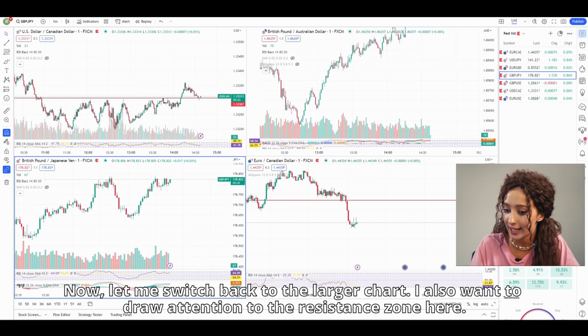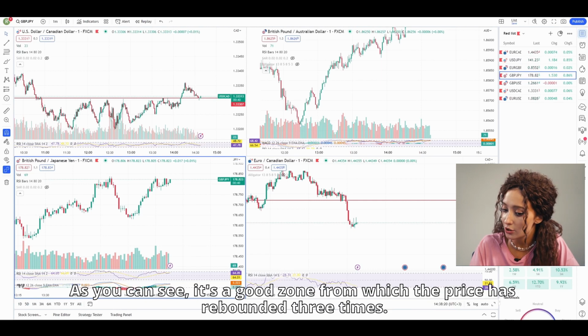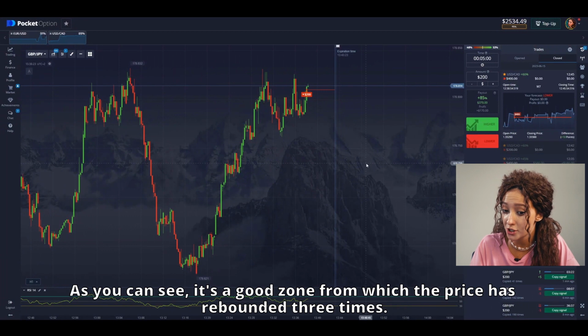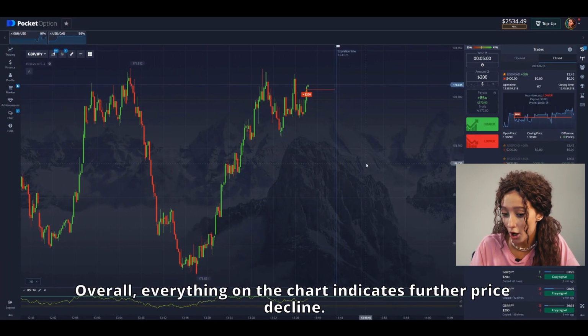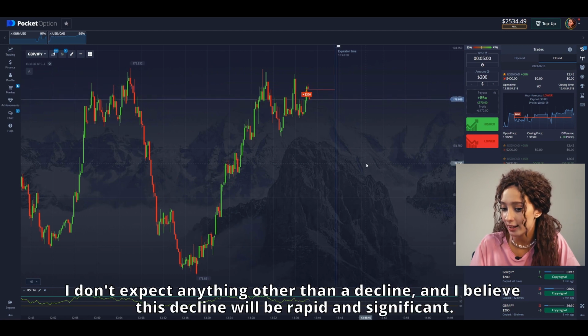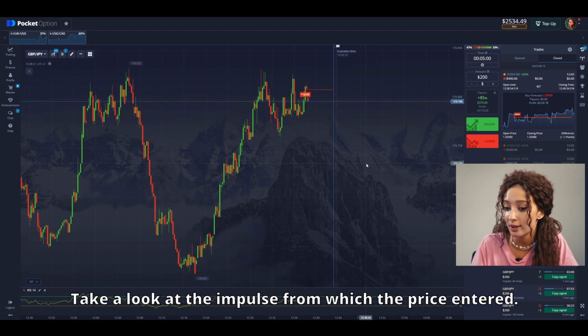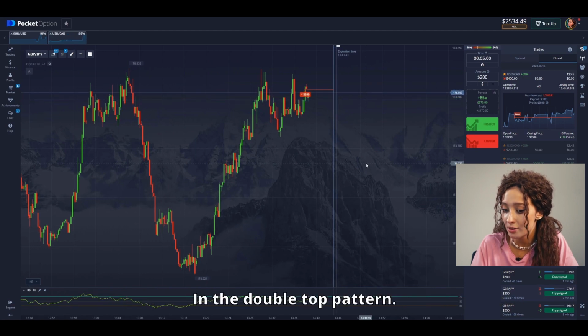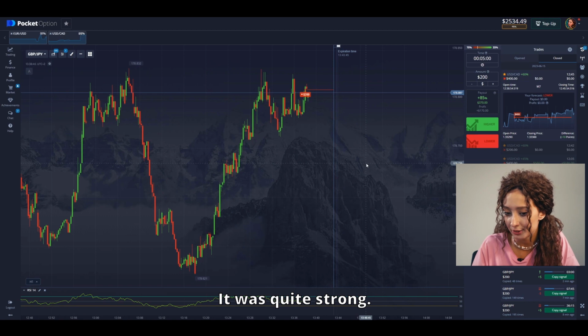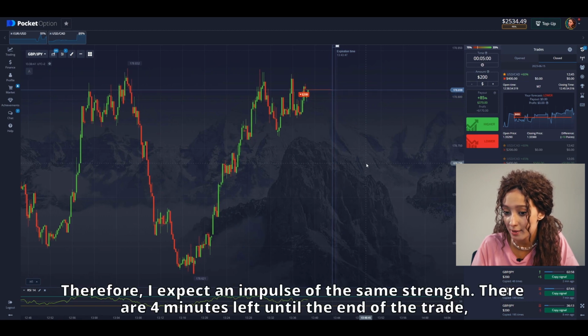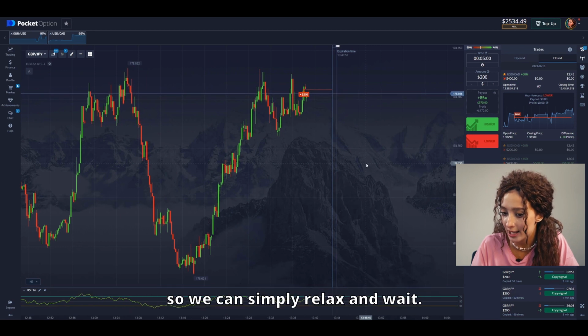I also want to draw attention to the resistance zone here. As you can see, it's a good zone from which the price has rebounded 3 times. Overall, everything on the chart indicates further price decline. I don't expect anything other than a decline, and I believe that the decline will be rather insignificant. Take a look at the impulse from which the price entered the double top pattern. It was quite strong. Therefore, I expect an impulse of the same kind. There are 4 minutes left until the end of the trade, so we can simply relax and wait.